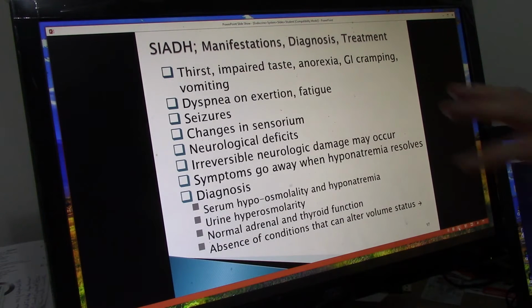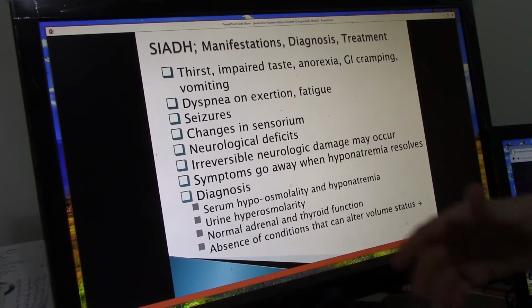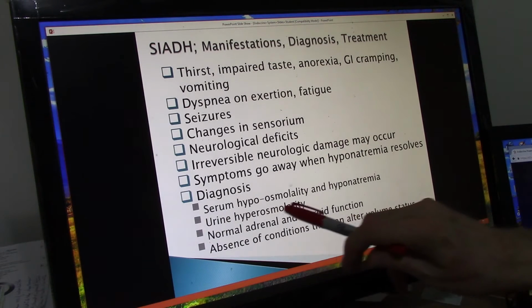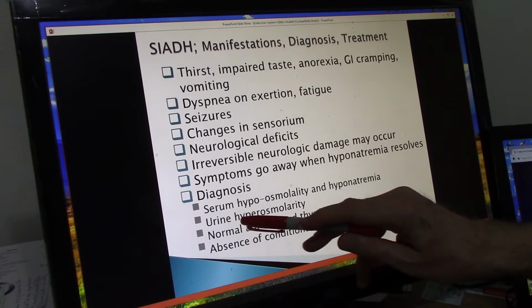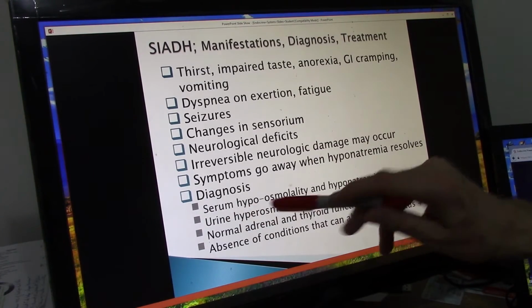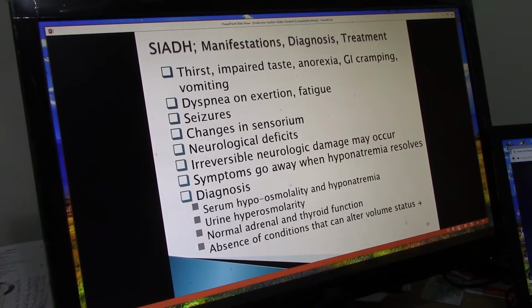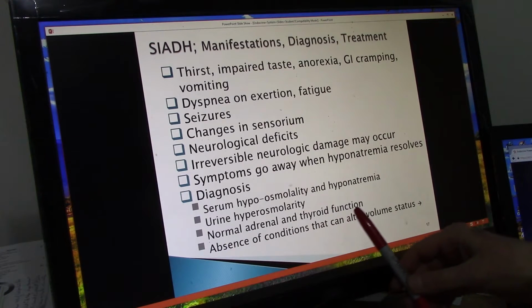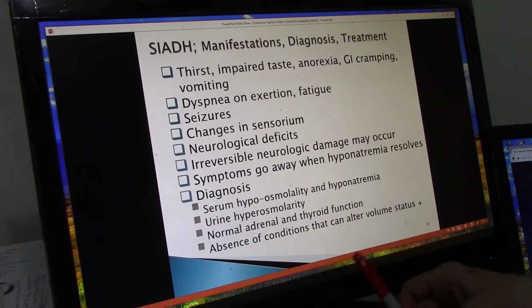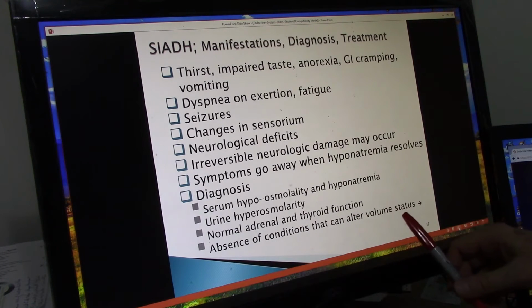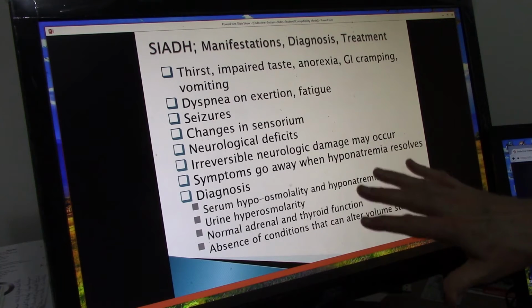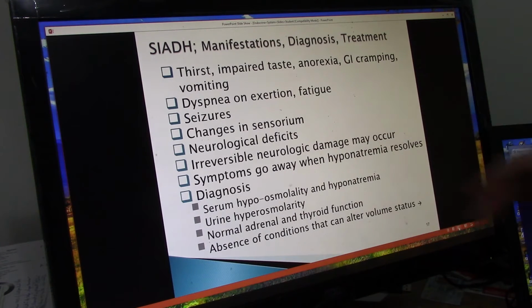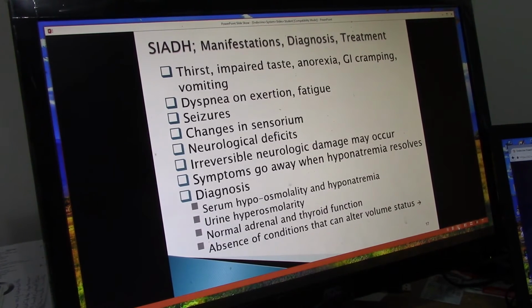Just the opposite. Now, in diabetes insipidus, where we're urinating all the time, it's going to be just the opposite. The urine is going to be very watered down because of the unusual amount of urination. So the urine will be hypotonic and the blood will be highly concentrated or hypertonic. We'll get to that in a moment. But the adrenal and thyroid function will be normal. Okay, and there won't be any other condition that might have altered the volume, like say they had a GI condition and a lot of nausea and vomiting, so they were losing sodium that way. We would rule those out, and so that's how you establish a diagnosis of SIADH.